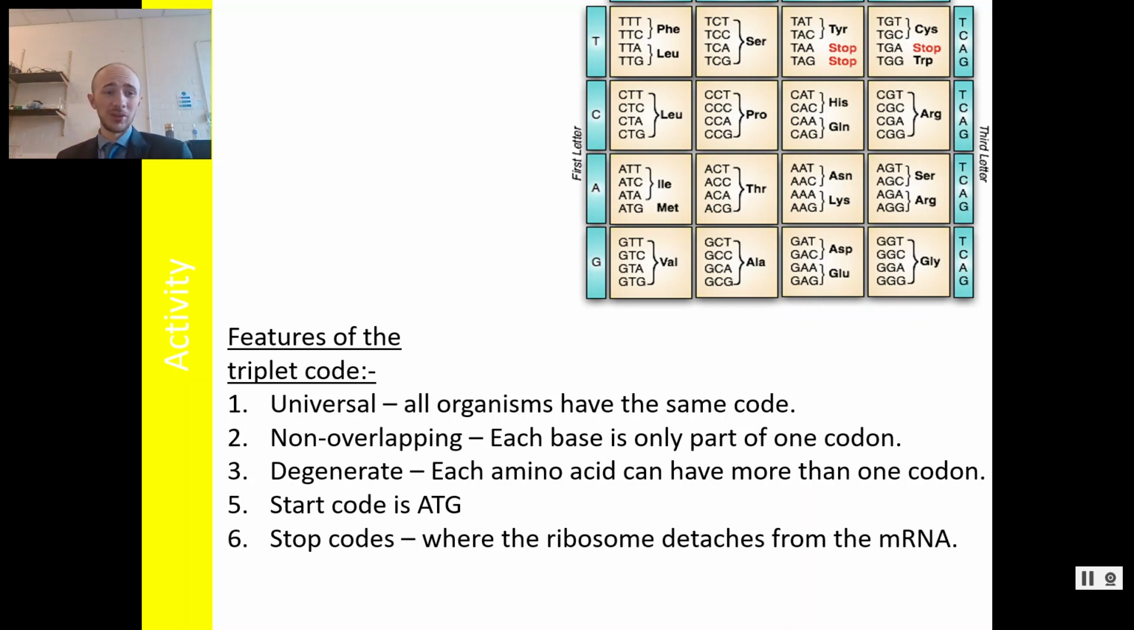Now we need to know those 6, unfortunately, and the kind of questions you'll see on these will just be, what does universal mean? What does degenerate mean? What's a stop codon? So you've got to know those 6. If it's just a question of memorizing it, then do that.